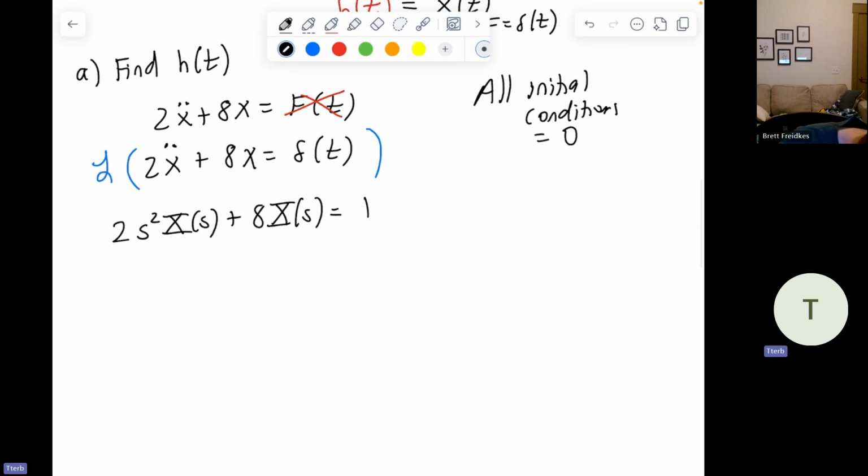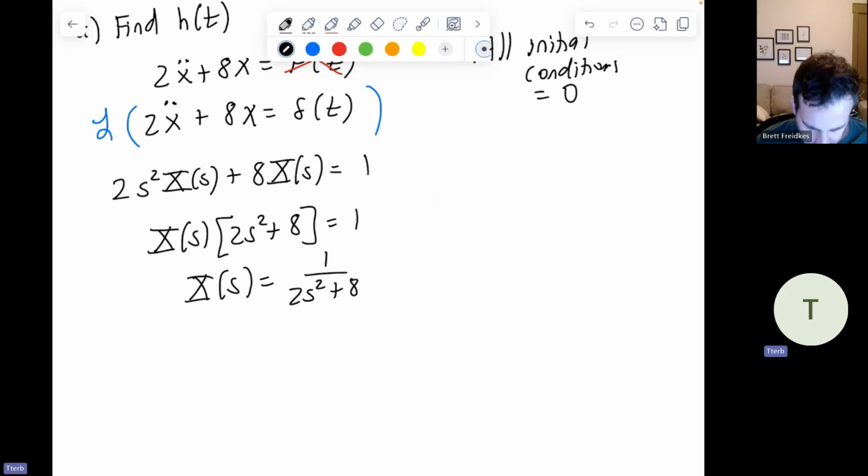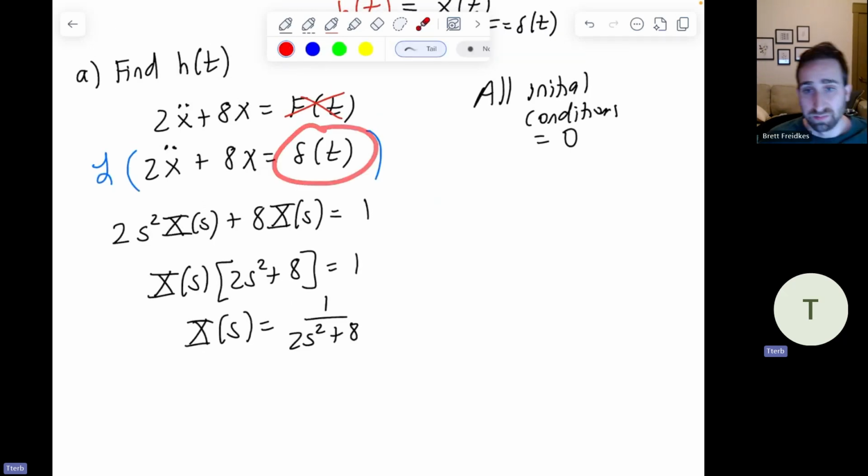So I would like to solve for x of s, so I can factor that out. And then ultimately divide by the 2s squared plus 8. This is x of s, which is the Laplace transform of our output x of t, which is, for this specific force, the Laplace transform of the impulse response function, h of t. They're one and the same when the input is delta of t.